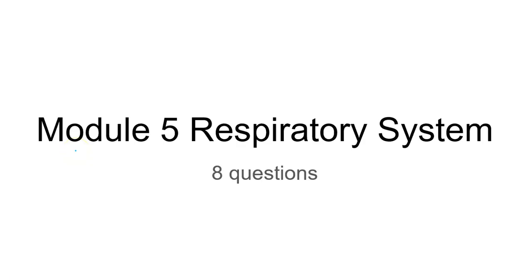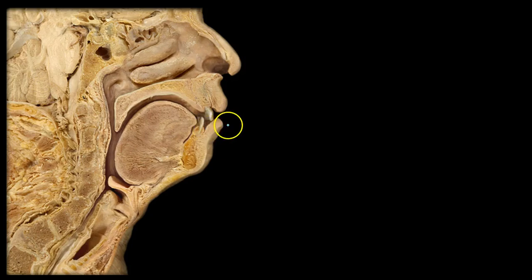Okay, so next part we are going over module 5, the respiratory system, and you should expect around 8 multiple choice questions from this concept. This picture of the head and neck region is the sagittal section, where you can find the nasal cavity. So this region is the nasal cavity, which air goes to the nasal cavity here.